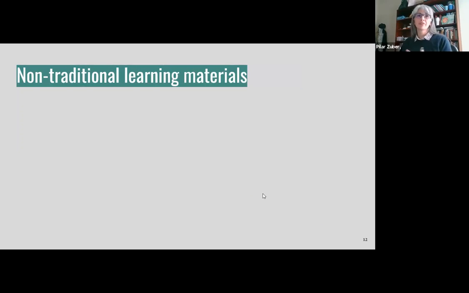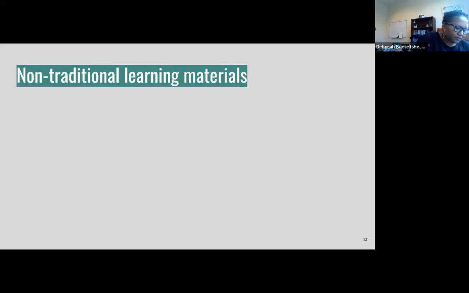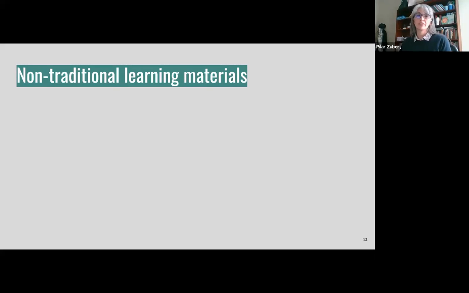So now we look at what we have cultivated together as some of these non-traditional learning materials. We'll go through some. That's not an all-inclusive list. And again, this isn't necessarily a replacement for any materials you currently use, but ways to round it out.